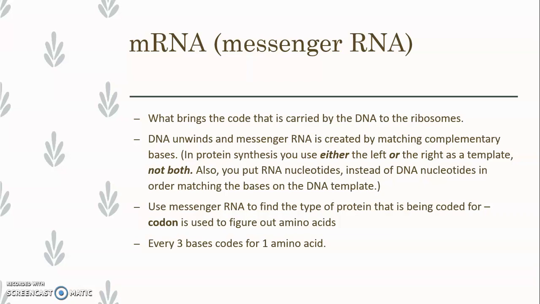Anyway, the DNA unwinds with the help of DNA helicase, and then the matching complementary nucleotides or bases are added, pairing A with U. T from the DNA will still pair with A for the mRNA, C pairs with G, G pairs with C. Same thing. But also, in the case of mRNA, the DNA is only going to be transcribed into mRNA using either the left strand or the right strand.